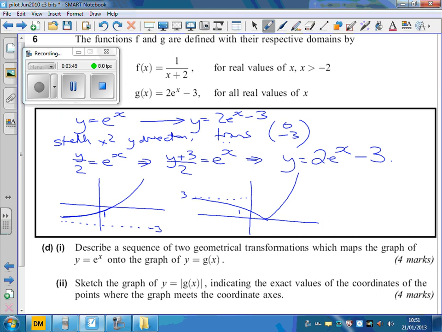I need to find out where it crosses here as well, don't I? So I need to write 2e to the x minus 3. Where does it equal 0? So it equals 0 at ln both sides. It equals 0 at ln 3 over 2. This one here is ln 3 over 2. There's the graph we were trying to look for.